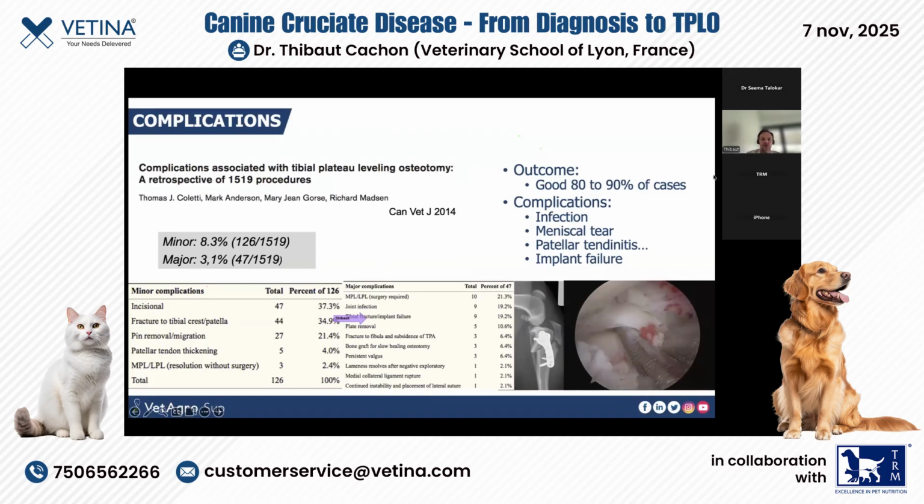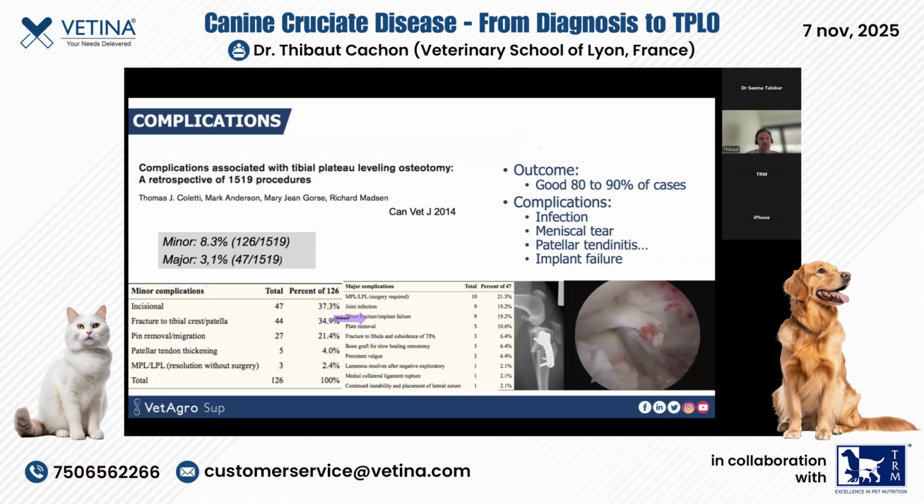But you can also get some other complications, such as meniscal tear, which could arrive between 2 to 3 months after the surgery, but sometimes much later. I get some cases where I get a meniscal tear almost 2 years after the surgery. Another complication, which is quite frequent but not a very big problem, is patellar tendinitis.